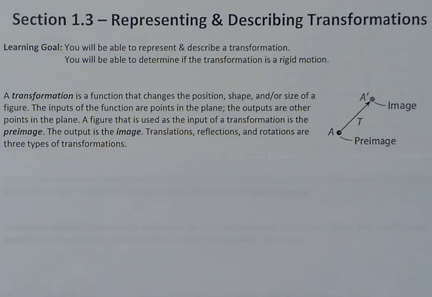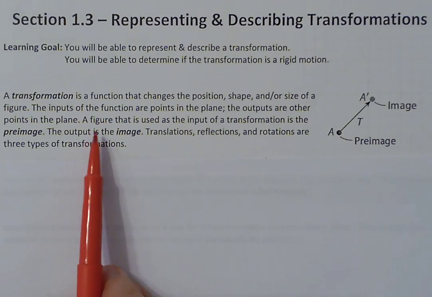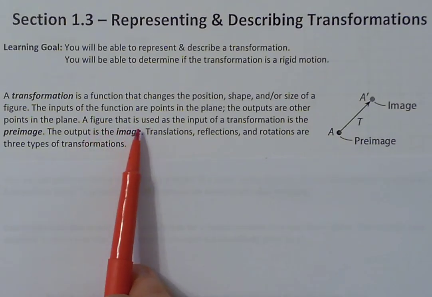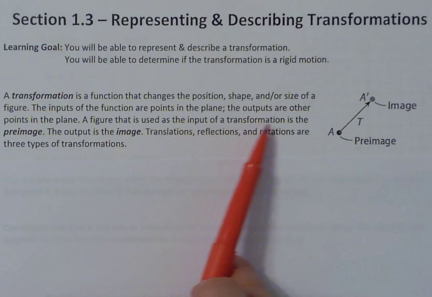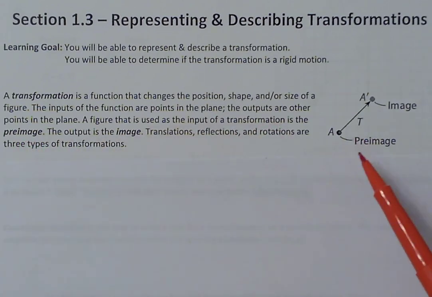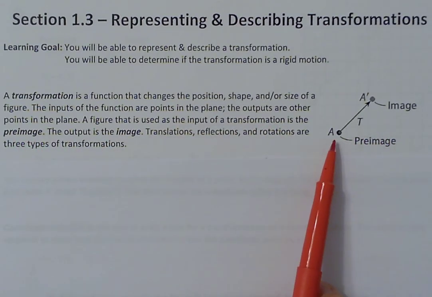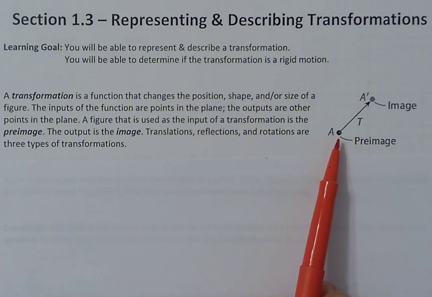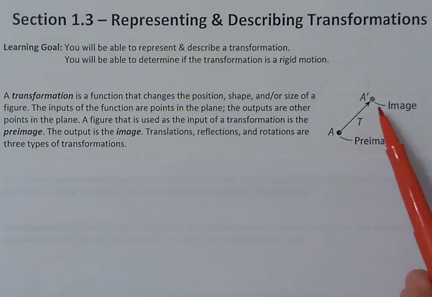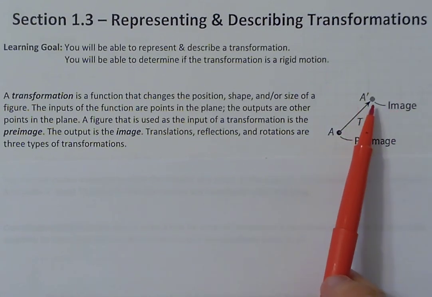Okay, so the input would be the original image, and then the output would be what it looks like now, after applying the transformation. Now, a figure that is used as the input of the transformation is the pre-image. So the pre-image is the way that we refer to the original, and then the image, or the output, is the transformed figure.